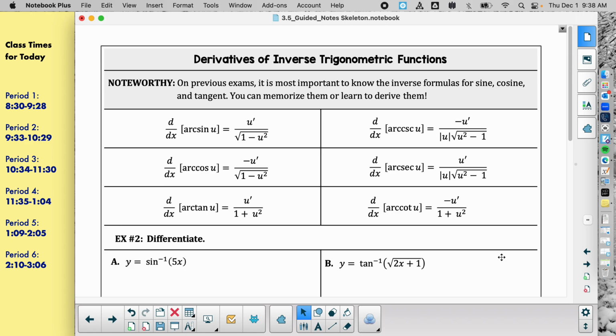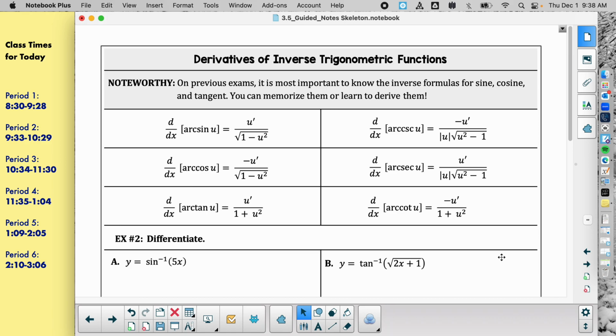Up on the whiteboard, I put the 3 new formulas you need to know. You do not need to know cosecant, secant, and cotangent. On the AP test over the last 25 years, I have only ever seen these 3 arc functions.